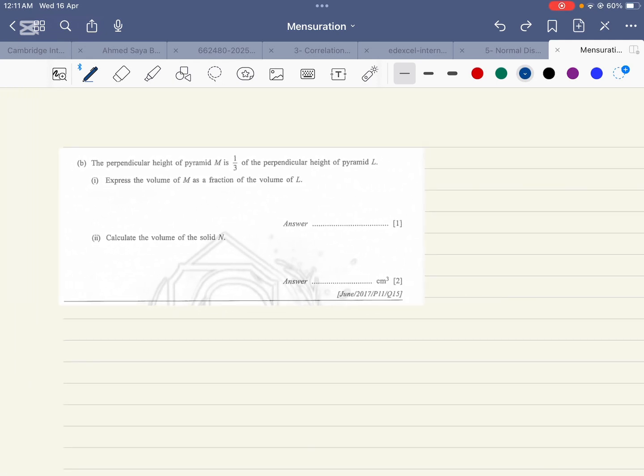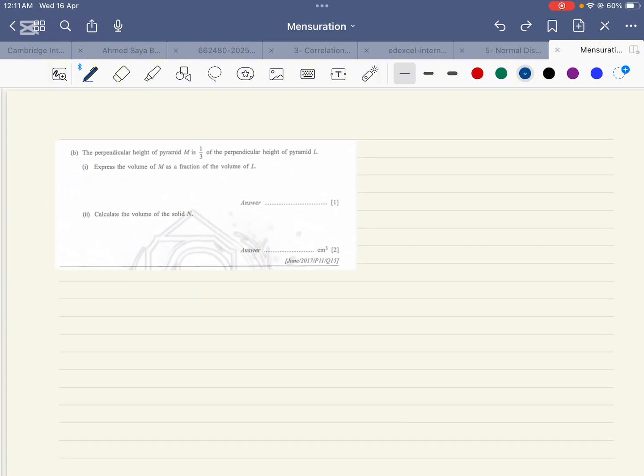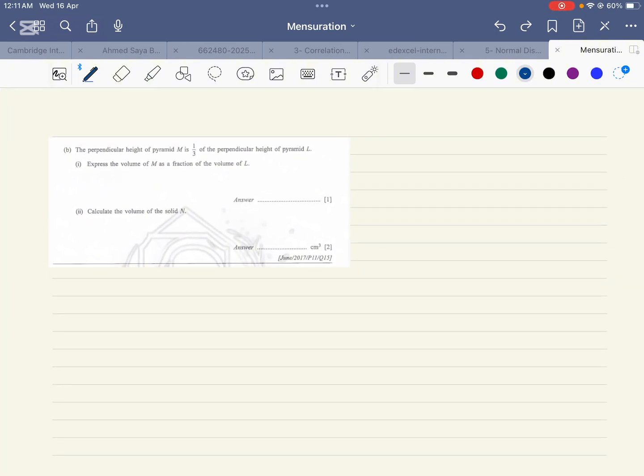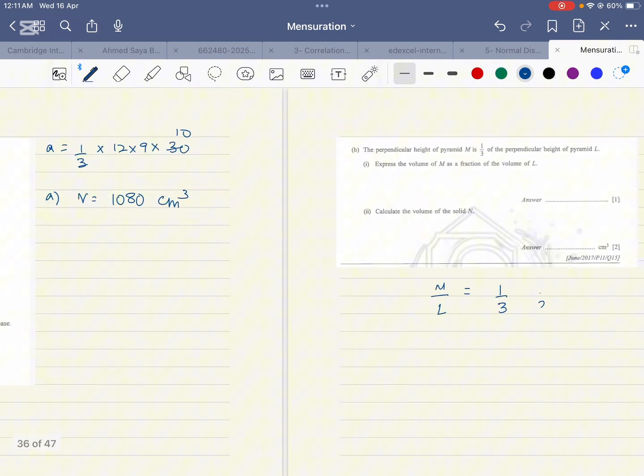We use the concept of similarity. It says that the perpendicular height of M is 1/3 of L, means M upon L is equal to 1 upon 3. Height of L is 30.